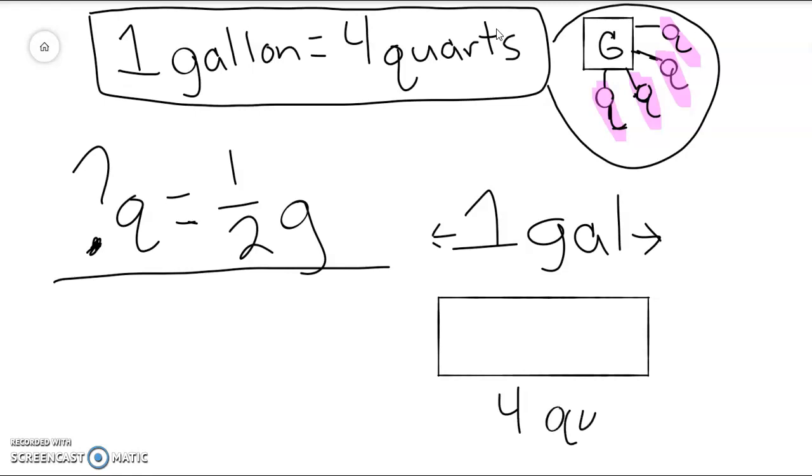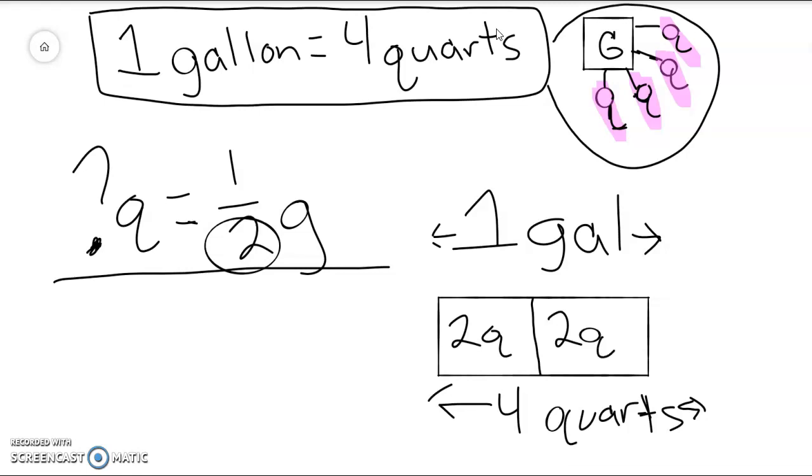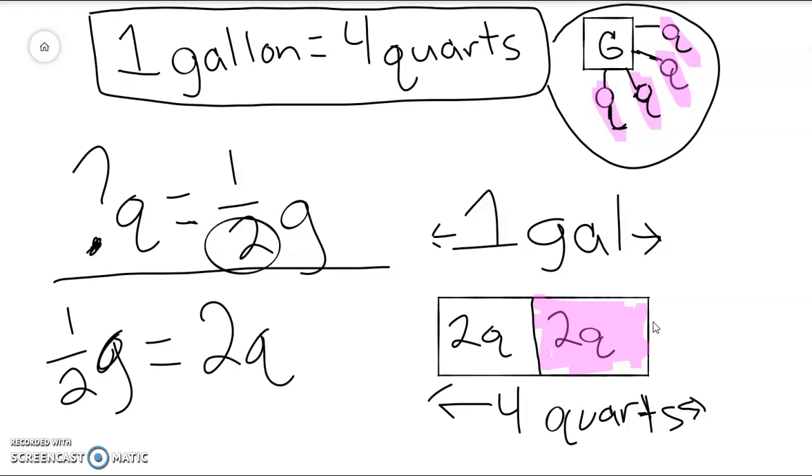4 quarts. Okay, so we're finding out half a gallon, so half, our denominator is 2. This tells us that it'll be cut into 2 parts. If there are 2 parts and the whole thing is equal to 4 quarts, how many quarts are in each part? 2. So, if I'm finding half of a gallon, how many quarts are in this half of the gallon? 2. So now we know 1/2 gallon equals 2 quarts.